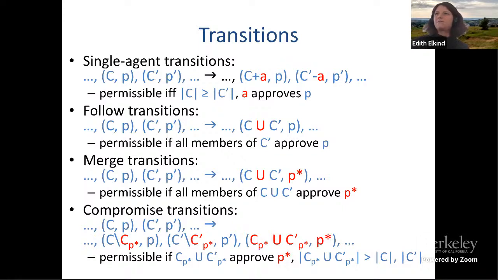Questions at this point? Complaints? Hi, yeah, I have a question. So why don't agents do at least some local optimization? So for example, in the first transition, just pick the one with largest size whose proposal you approve.